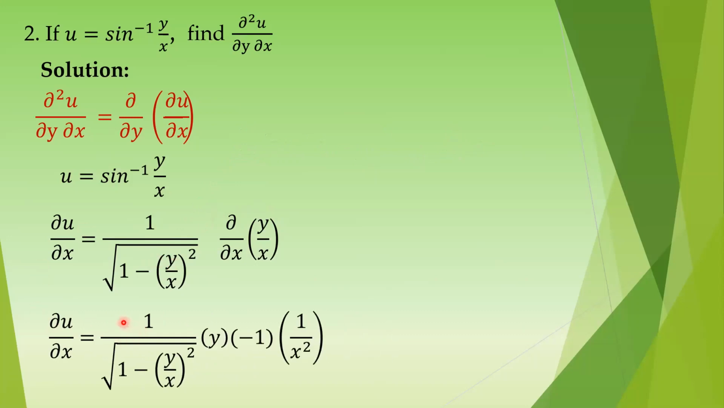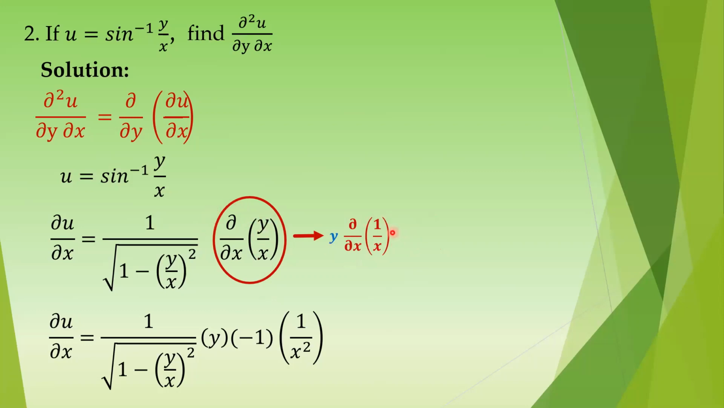Again, continue natin differentiation. So, meron pa rin tayong 1 over square root of 1 minus y over x squared. So, paano nakuha itong y times negative 1 times 1 over x squared? Again, y is constant. So, para ma-differentiate mo yan, ano ginawa? Since yan ay constant, pwede mo muna siyang ilagay sa harap ng derivative na symbol. Ayun, y times partial derivative of 1 over x with respect to x. Pag nilabas yan, may iiwan na lang dito 1.